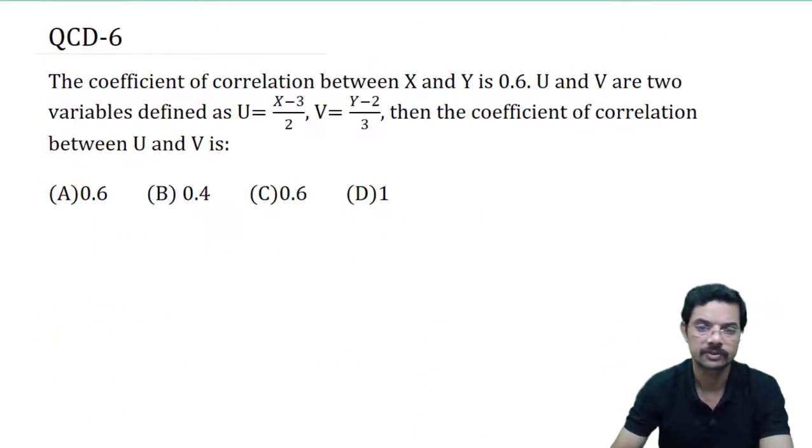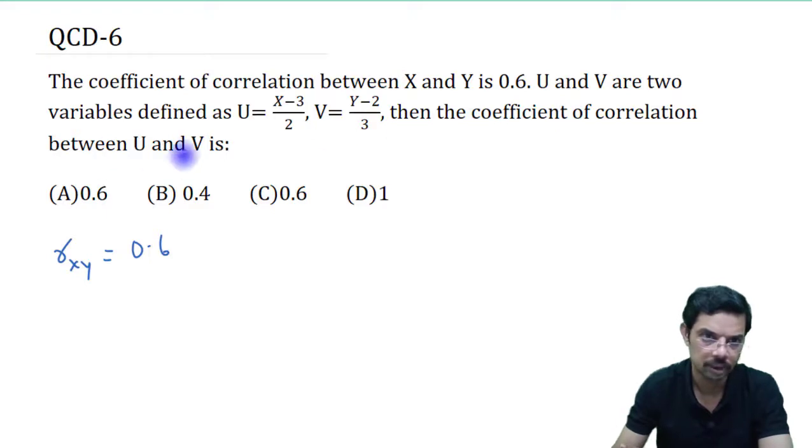Next question, question number 6. What is question number 6? Coefficient of correlation between X and Y is given to you. Okay, coefficient of correlation r of XY is given to you as 0.6. Now, after change in scale and origin, we get U equal to x minus 3 by 2 and V is equal to y minus 3 by 2. And the coefficient of correlation between U and V is to be found out. Okay, r of UV is to be found out.